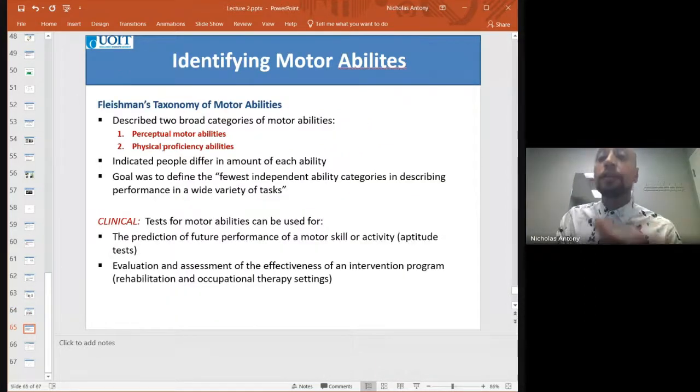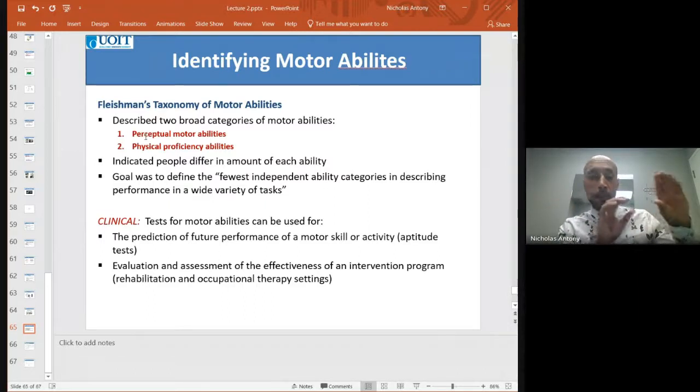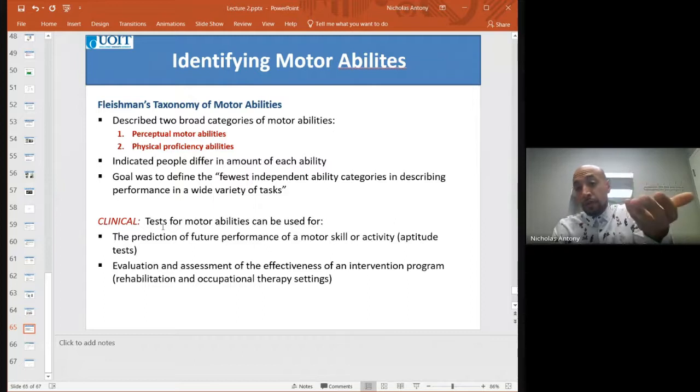Like we had talked about Gentile's taxonomy last day. You're not going to be tested on this. But there is a taxonomy of motor abilities that was devised by Fleishman, who wanted to figure out what is the smallest number of motor abilities that could exist. So he divided things up into perceptual motor abilities versus physical proficiency. What he would want to do is use that like a taxonomy in rehab to look at what the motor abilities of a patient are, and then you can look at which ones you need to fix.